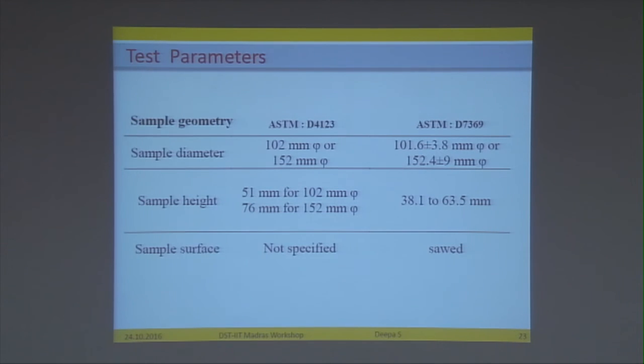And coming to the sample dimensions, generally we can use a 100 mm diameter sample or 150 mm diameter sample. For IITM testing we used a 150 mm diameter sample with 63 plus or minus 0.5 mm thickness. And for the sample surface, in the old protocol they don't recommend anything, whereas in the new protocol they say that the sample is to be polished, it has to be sawed. This has a very important effect, it contributes in the calculation of the resilient modulus.